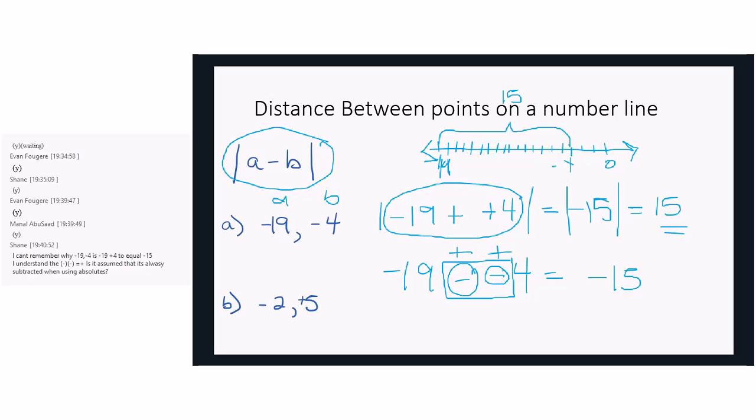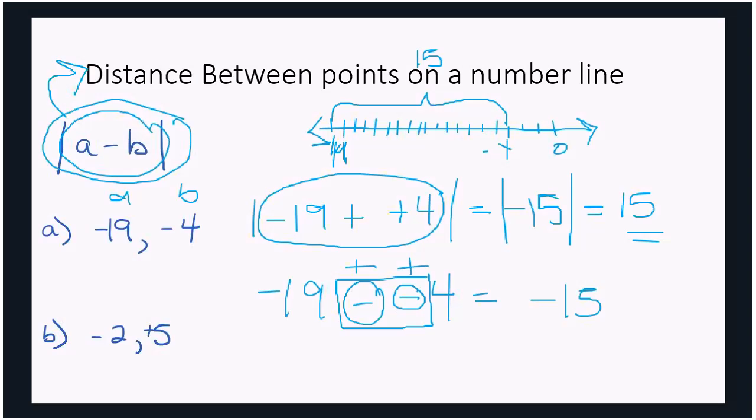Shane, so that's great. So you know that two negatives makes a positive. Assume that it's always subtracted when using absolutes. Remember that this is a formula for distance between points on a number line. So we're always going to subtract the points from each other. I could have put B subtract A or A subtract B. Both formulas will give me the distance between points, but this formula is just for distance between points on a number line.